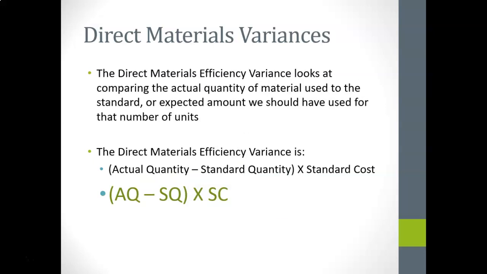For the efficiency variance, we're looking at comparing the actual quantity of material used to the standard or expected amounts we should have used for that number of units. So the direct materials efficiency variance formula is the actual quantity we used minus the standard quantity we thought we should use, and we're going to multiply that times the standard cost per unit.